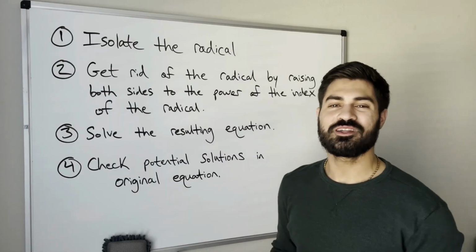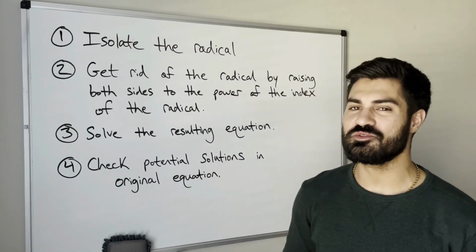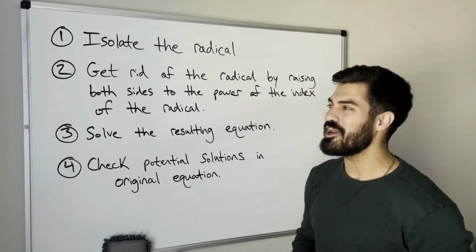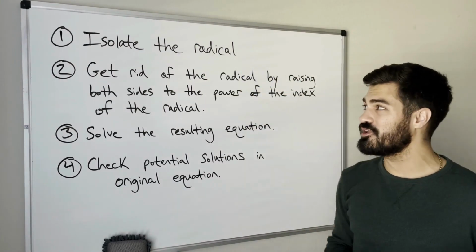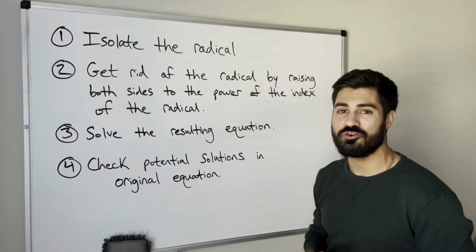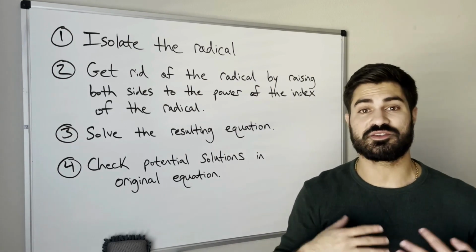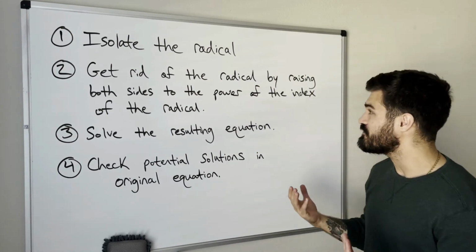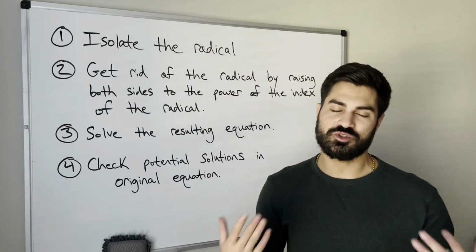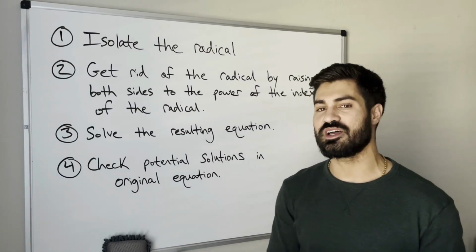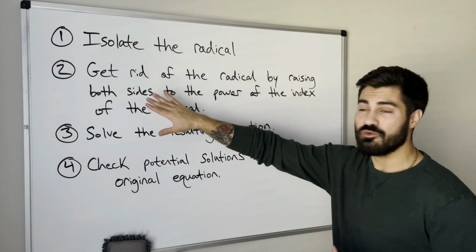All right, so before we continue, let's go ahead and summarize the steps that we take for solving radical equations. So the first step is always to isolate the radical. And then what we do is we get rid of that radical by raising both sides to some power. And that power, in fact, is equal to the index of the radical. So if it's a square root, we square both sides. Cube root, cube both sides, etc. That's how we get rid of the radical.